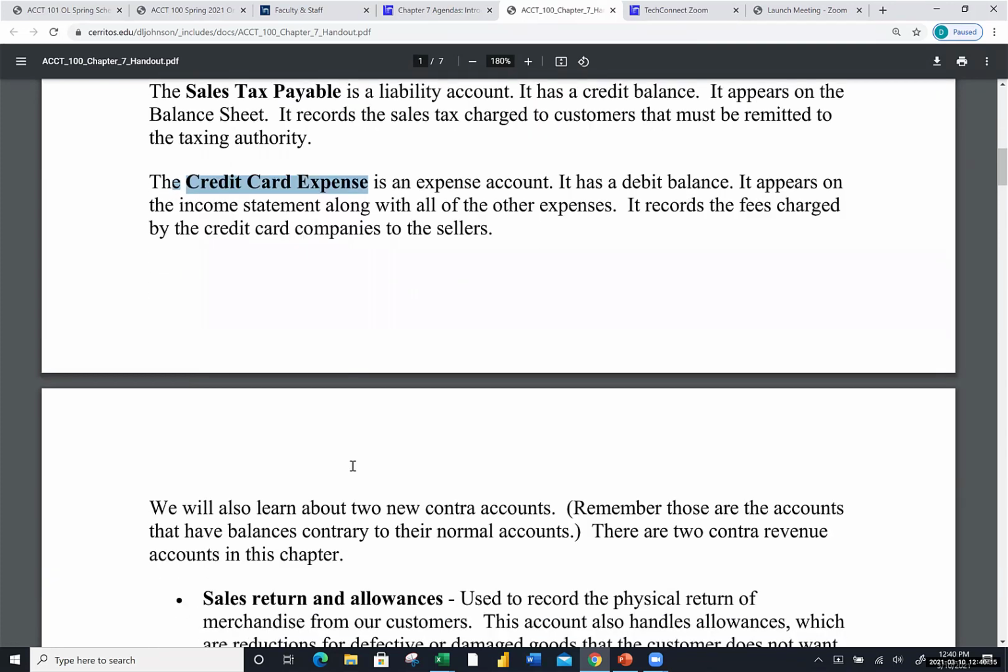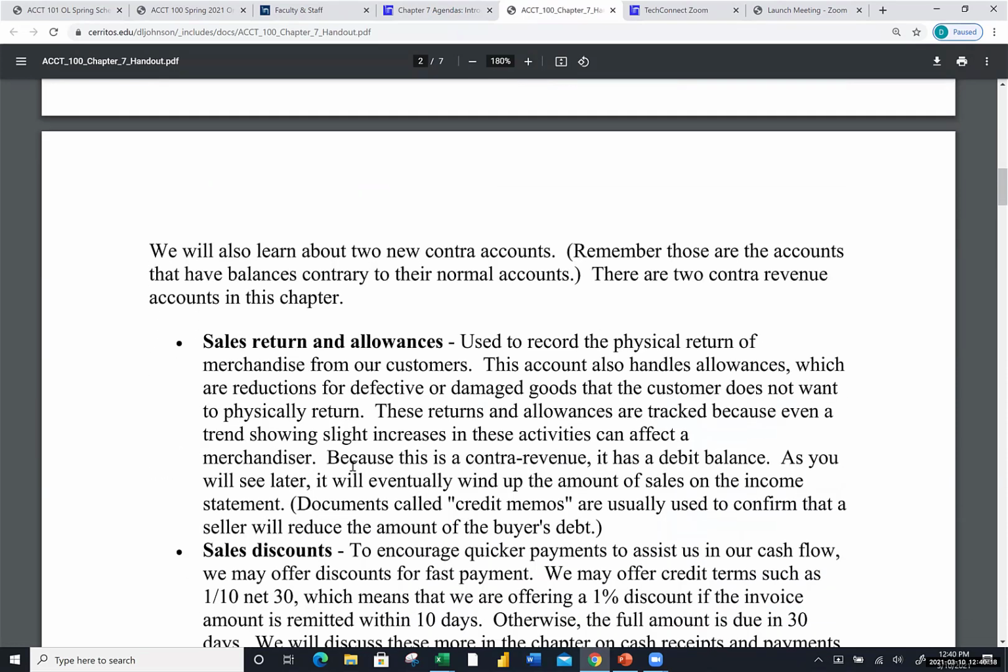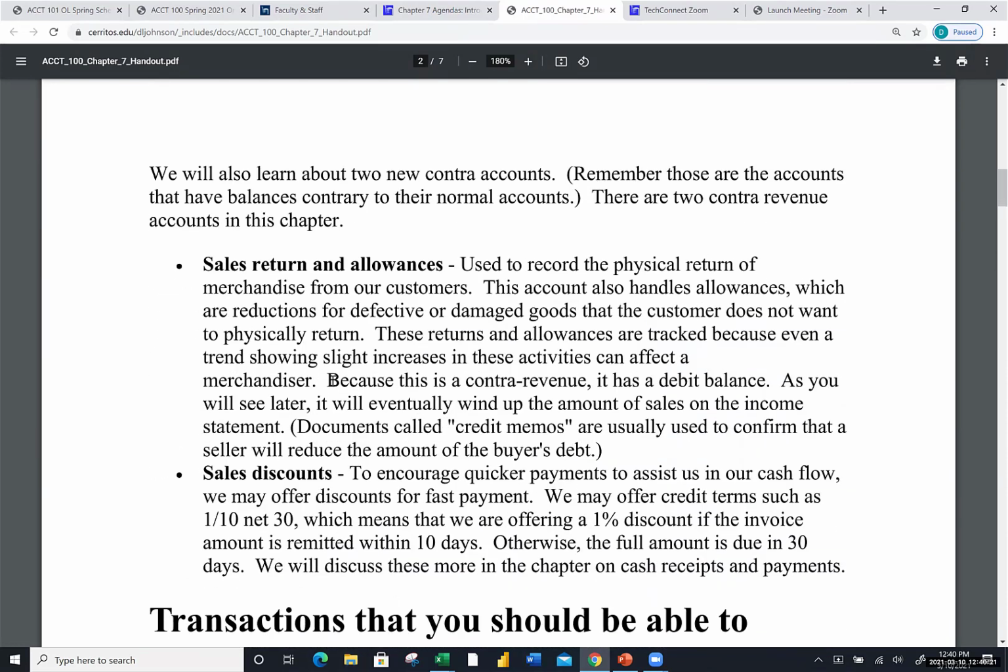If I scroll down, there are two contra sales accounts. So if I think where we've been, I know that we've talked about drawing as a contra account, and I think we've talked about accumulated depreciation. I think those are the two contra accounts that we know. So now we're going to add two more. And those of you that have been into a Target or a Walmart, which is everybody in this room probably, occasionally we need to return something. And so the retailer records that in a brand new account called sales returns and allowances.